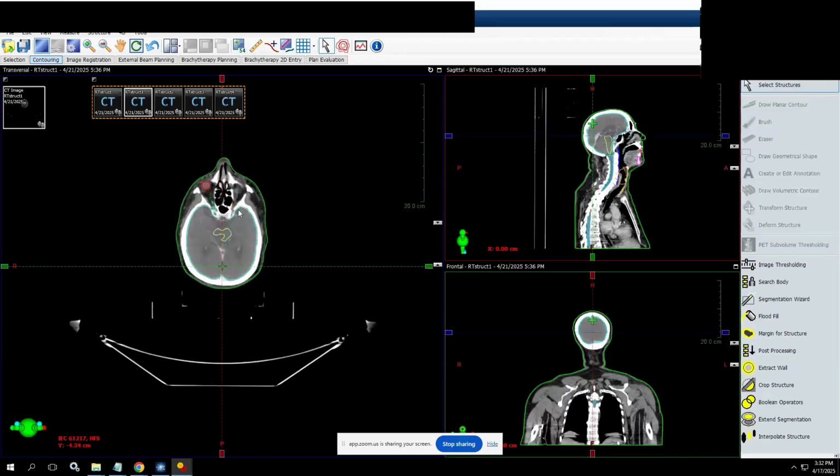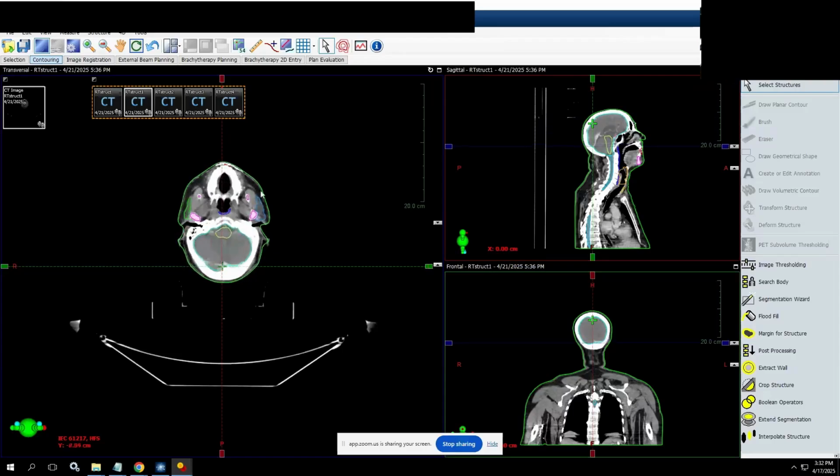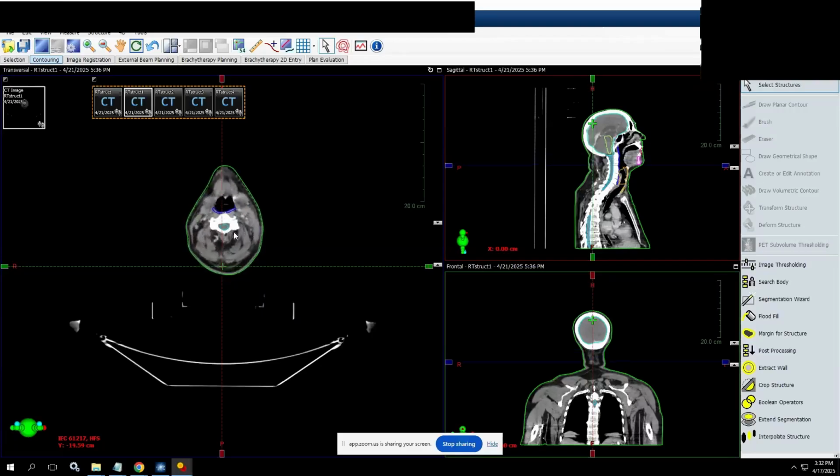Here the mouse pointer is showing the eyes and the optic structures, pituitary, optic nerve, brainstem, and all of these are head neck OAR models which are derived from the head neck model. So you can see that the performance is quite reasonable, and as the contour goes down we have segmented the DAR structure, which is generally a difficult structure for auto segmentation models to segment.